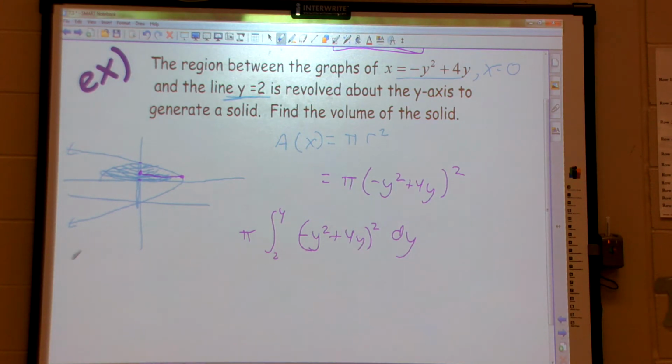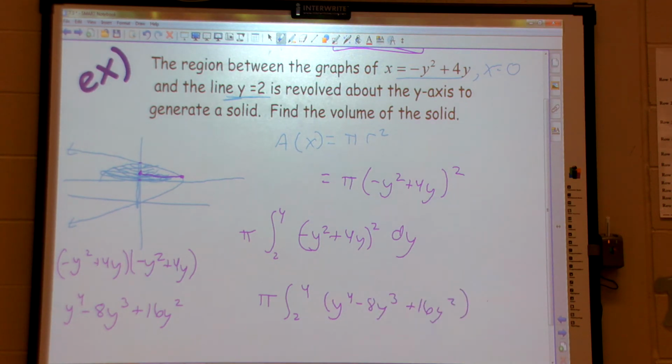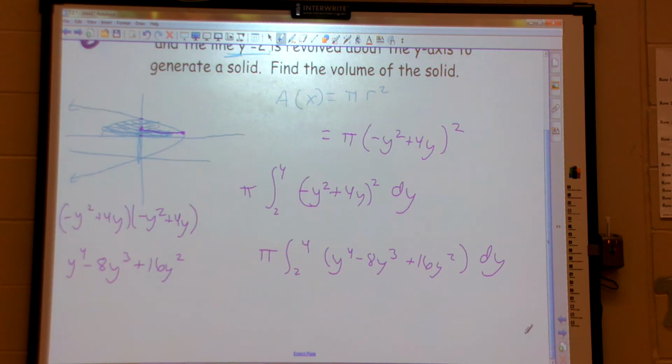So let's multiply that out. I'm going to have negative y squared plus 4y times negative y squared plus 4y. So I'm going to get y to the 4th, negative 4y cubed, negative 4y cubed, so negative 8y cubed, plus 16y squared. So I have pi integral from 2 to 4 of y to the 4th minus 8y cubed plus 16y squared. Am I correct so far? Better check me. We don't want to make a mistake.